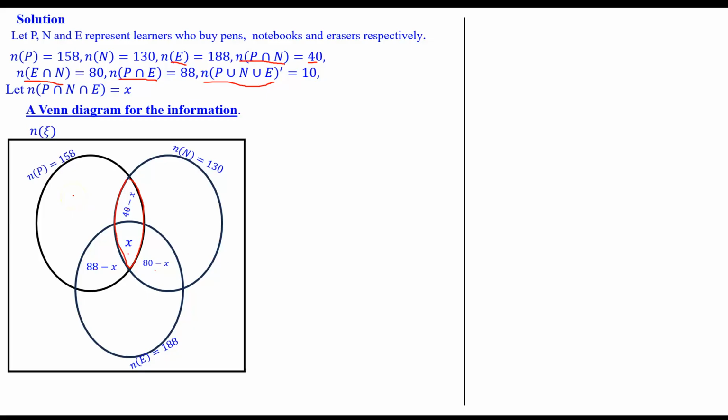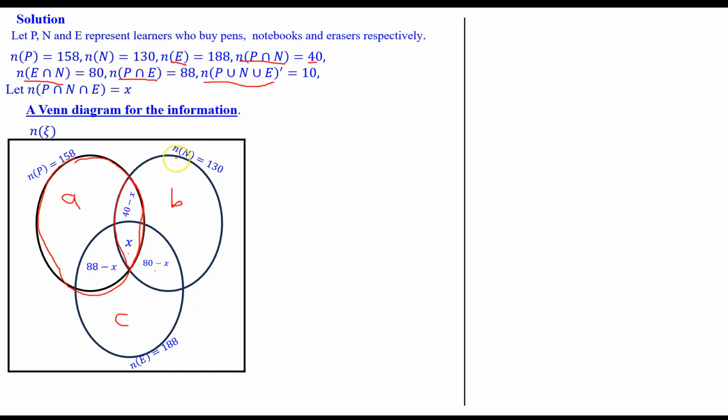Then for the other parts remaining, you can let this one be A, this one be B, and this one be C. What we do here is find expressions for A, B, and C in terms of x. We all know that if we add everything in this circle, we should get 158. So you will say A plus 40 minus x plus 88 minus x is equal to 158. Then you solve for A, and you will end up with an expression for A that you can place there.